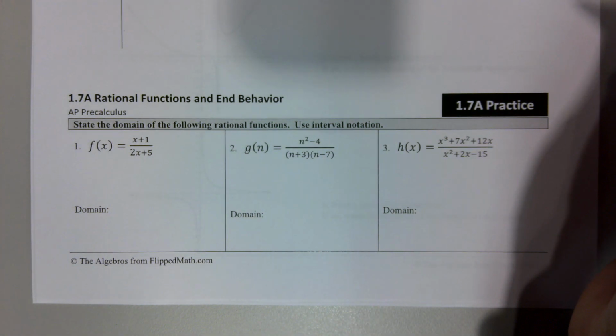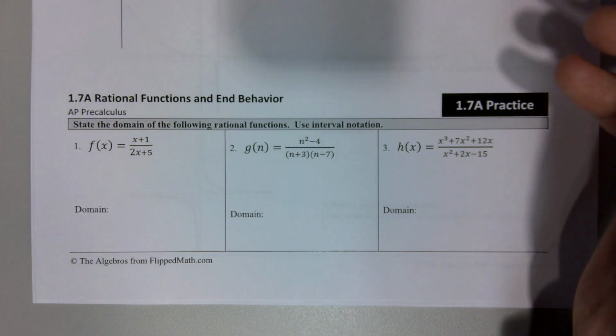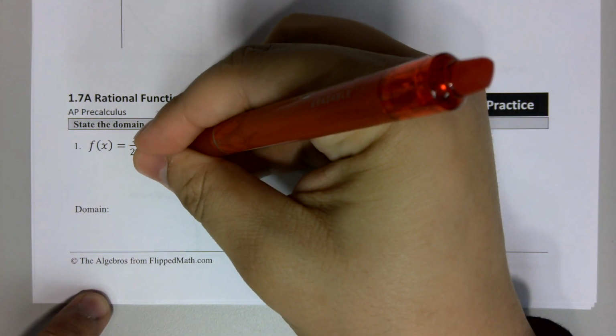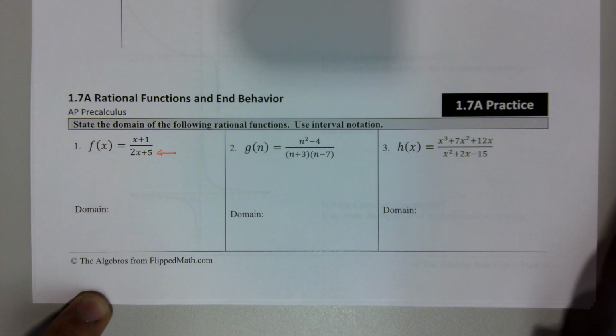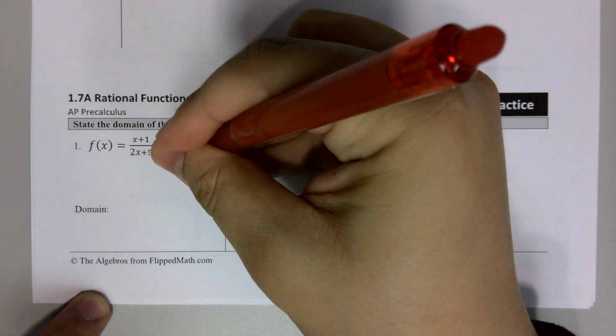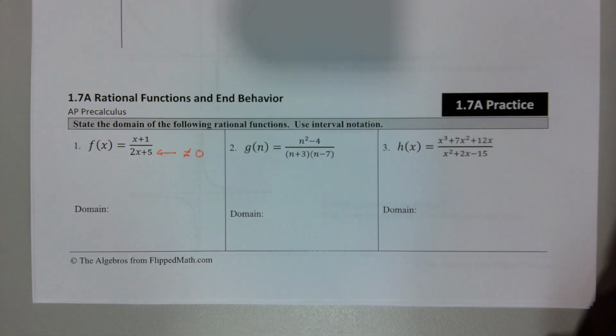So looking at number 1 here, we want to find the domain of the following rational functions, and we want to use interval notation. So to find the domain of the rational functions, we have to find where the denominator of each of these functions is equal to 0. We can't let the denominator be equal to 0, because then we're dividing by 0, and we can't do that. So we have to exclude it from our domain.